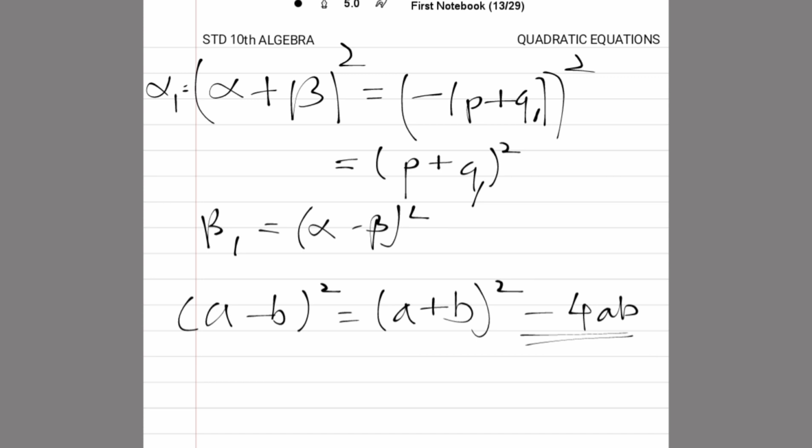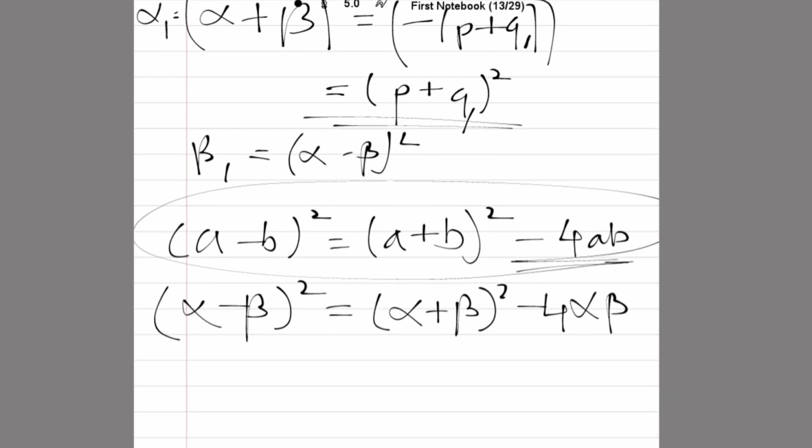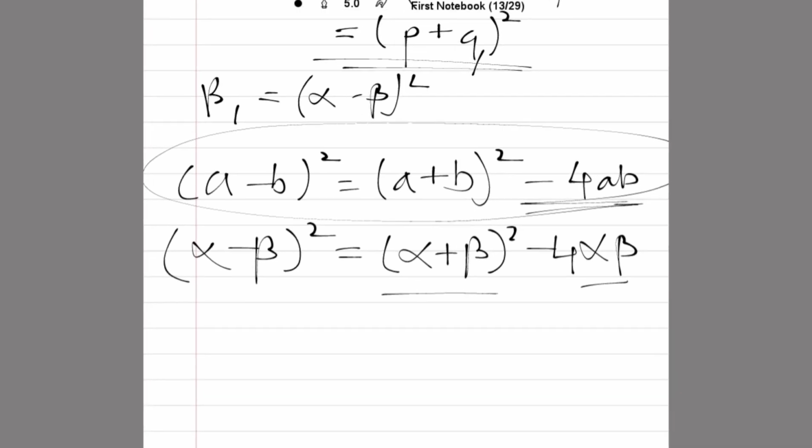So we now know a plus b, that is alpha plus beta whole square, and we know alpha into beta, right? So we will write these terms, a and b, in the form of alpha and beta, and you will get to know what I am saying. That is, alpha minus beta whole square is equal to alpha plus beta whole square minus 4 alpha into beta, right? From this we know alpha plus beta whole square and alpha into beta. The only thing we have to do is substitute these values here. So we will substitute that and get the value of beta 1.